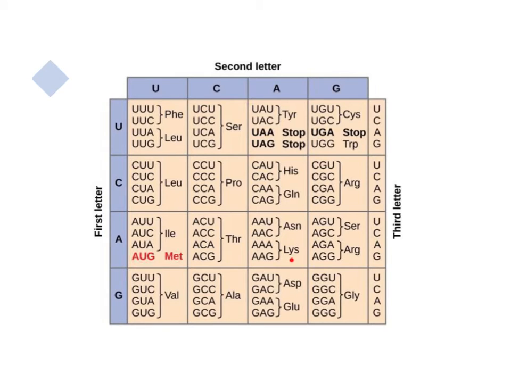Let's do one more. Find GGA. What 3 letters code for GGA? GLY. Good. So we go G to A, which is GLY for glycine. Do you think you could use this? You can find amino acids.